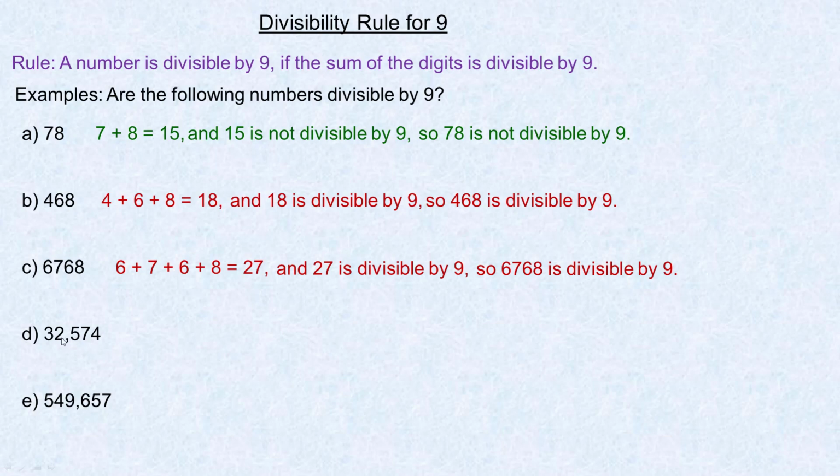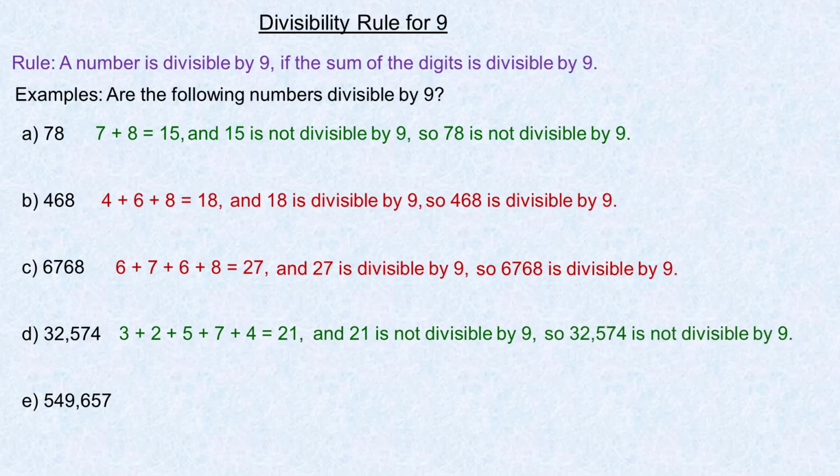Let's go to a bigger number, 32,574. So we add 3, 2, 5, 7, and 4. 3 and 2 is 5, and 5 more makes 10. And 7 more makes 17, and 4 more makes 21. Now 21 is not divisible by 9. It's not a multiple of 9. So that means that 32,574 is also not divisible by 9.